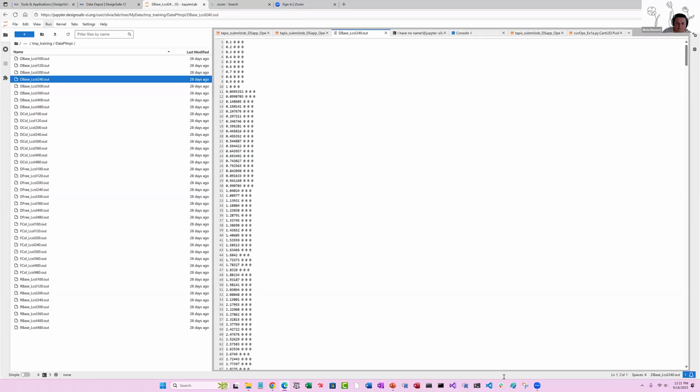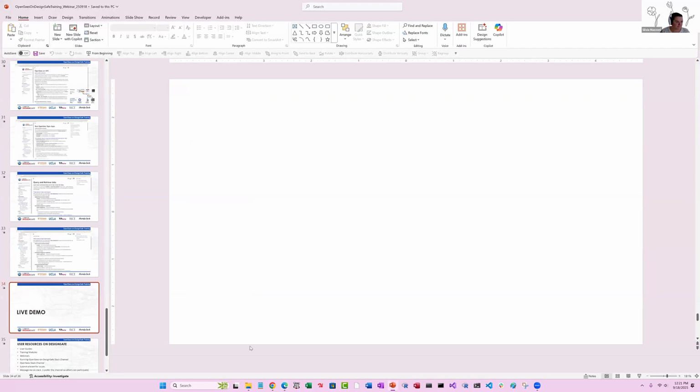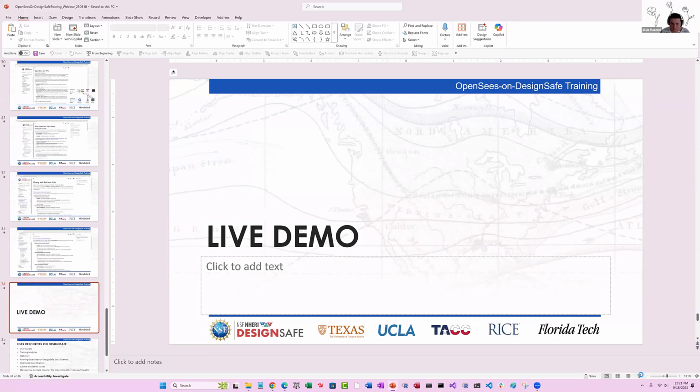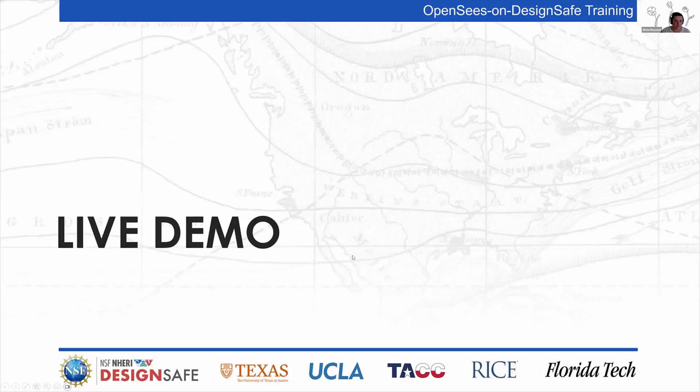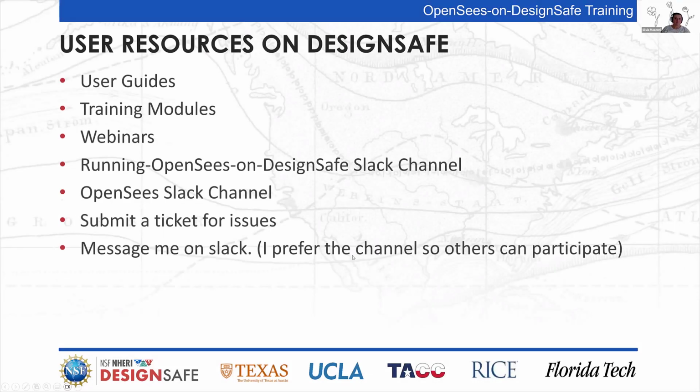Okay, so let me go back to the last slide. And that's how the live demos went. So those are the demos. Those are the three different ways of doing it. I've put many different types of ways that you can do your analyses on DesignSafe. The more you learn, the more power you have.